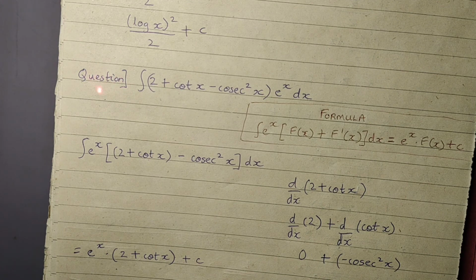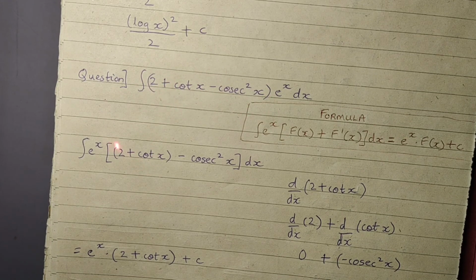This question is like this. Question: integration of bracket open 2 plus cot x minus cosec square x bracket close e raised to x dx. So this equation can be easily solved using this formula. We had seen this formula earlier. This is integration of e raised to x bracket open f of x plus f dash of x bracket close dx, which can be easily integrated, and the final answer is e raised to x into f of x plus c. Okay, so we have to find out what is f of x.